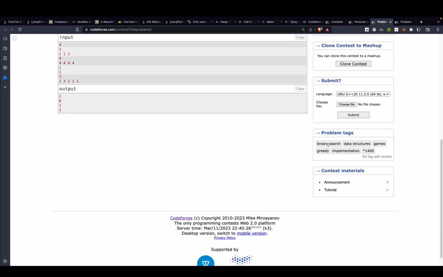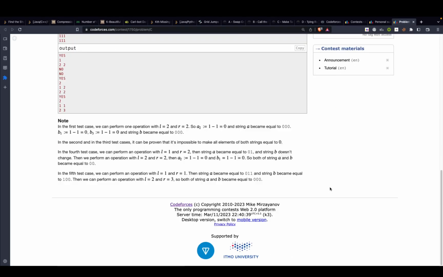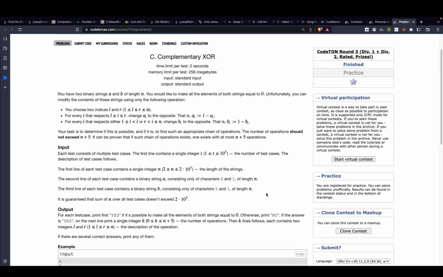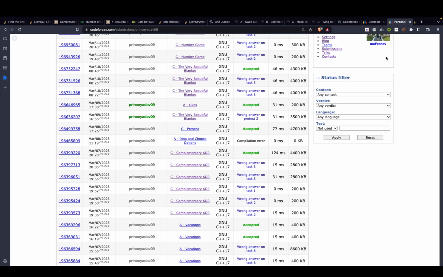So if you have already done gradient binary search, then this should have been done. Looking at the next problem, this is basically a constructive problem, this is problem C, right? So basically logic, this should also have been done, okay.